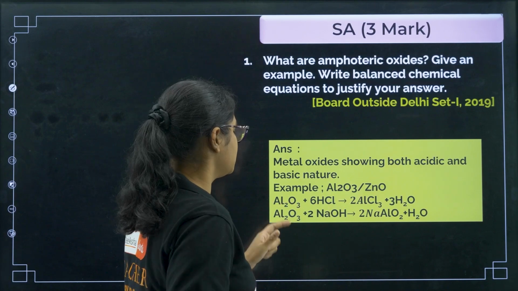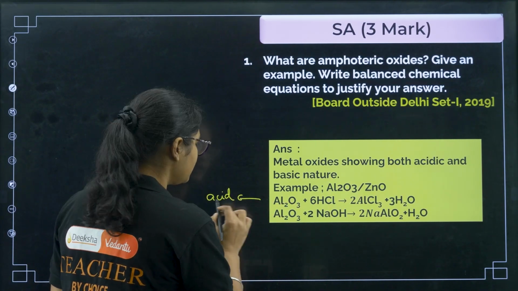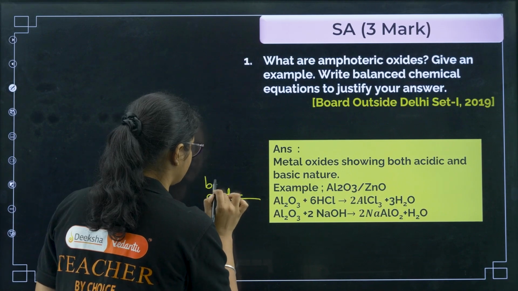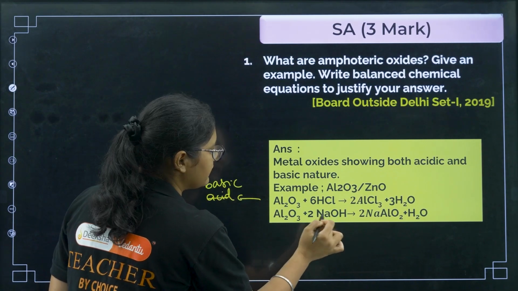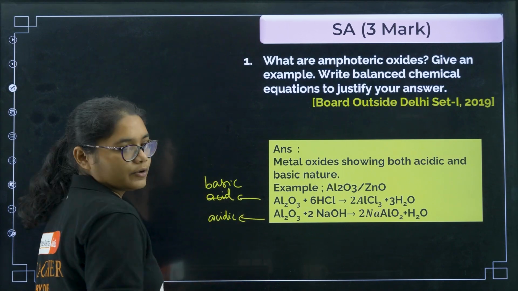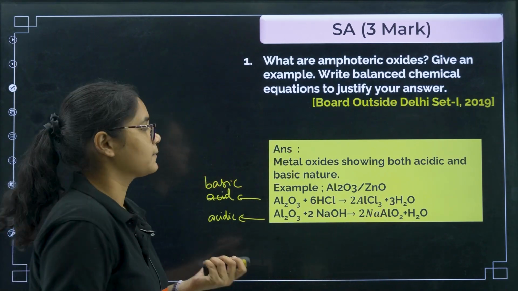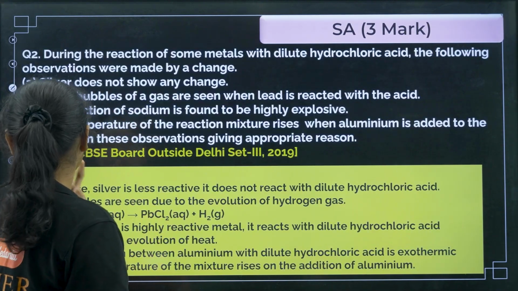For reactions, you can see aluminium oxide is reacting with acid here, right? So if it is reacting with an acid, it is showing the basic nature, right? And here it is reacting with a base, so it is showing acidic nature. Okay, so it will react and you will get salt and water, here also salt and water. Okay. Next, we will go to question number 2.